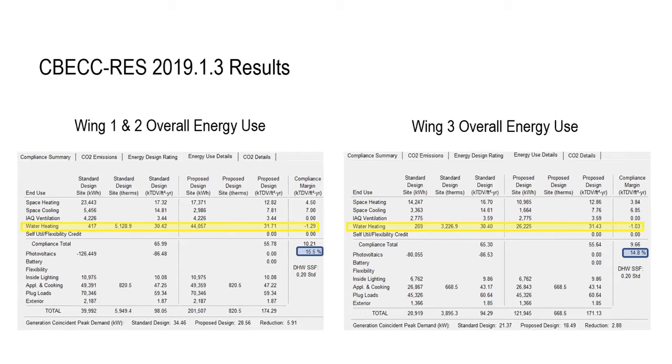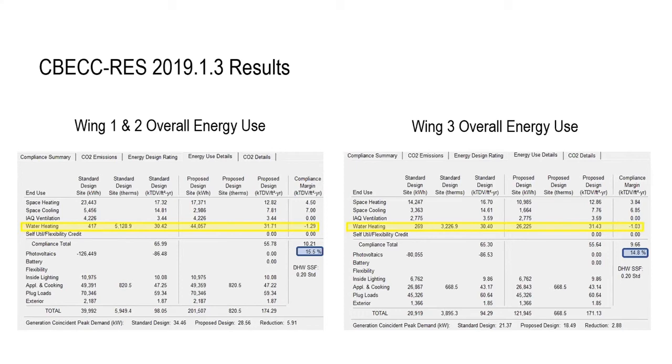We noticed that it happens in both the wing 1 and wing 2 model, and then wing 3. One of the things we noticed is that in the standard design, the water heating is using natural gas energy. When we looked into the standard design system, our proposed domestic hot water system is being compared to a large instantaneous natural gas water heater, and a large portion of the energy is in therms. So we decided to look at the overall energy of the building.